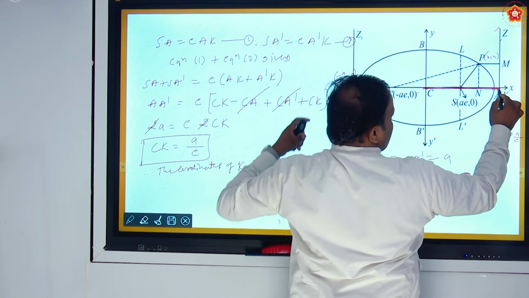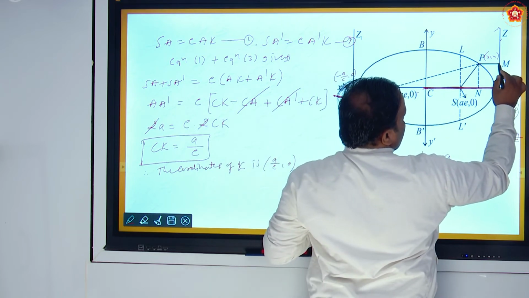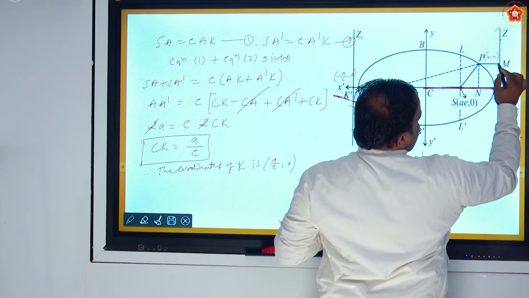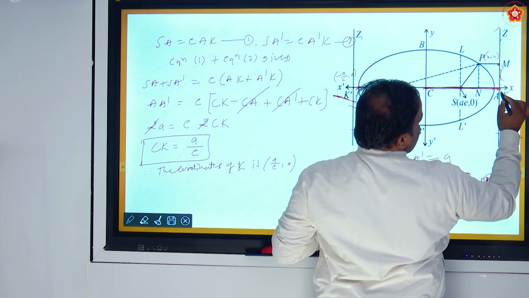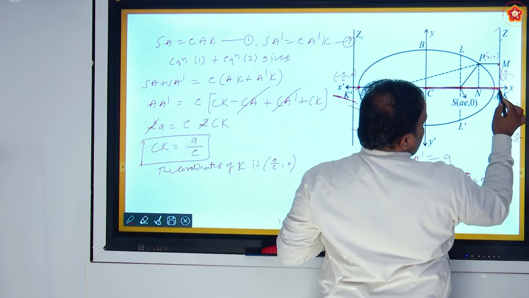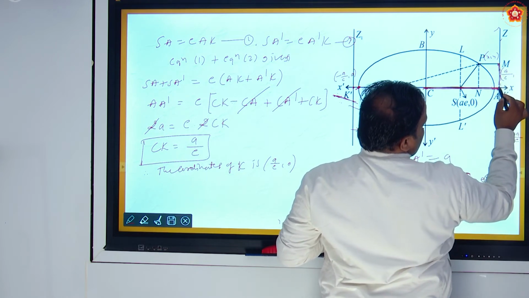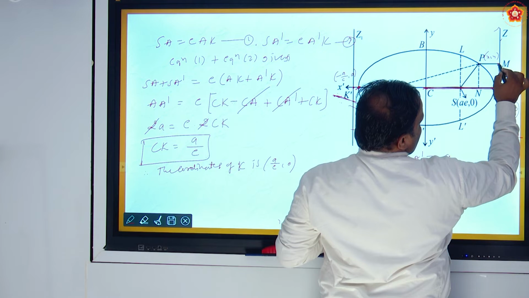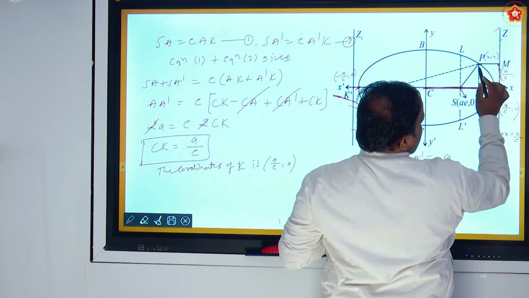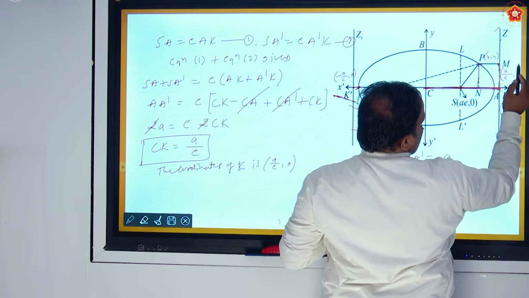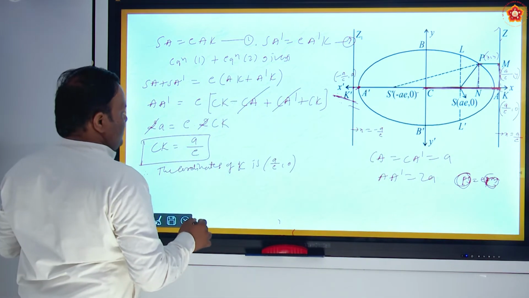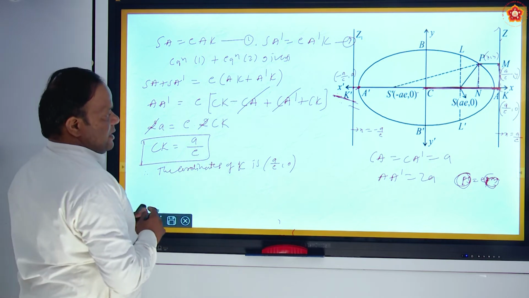Actually we need this point because we need the M point, no? What is the M coordinate? M is nothing but, what is the value of x here? x here is A by E. Correct? What is the value of x here? Here it is also x, because this point lies on this line only. What is the value of y here? Observe here. This point is x comma y, no? This becomes y. Okay, the x coordinate of K is A by E.